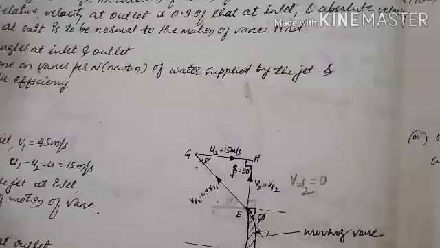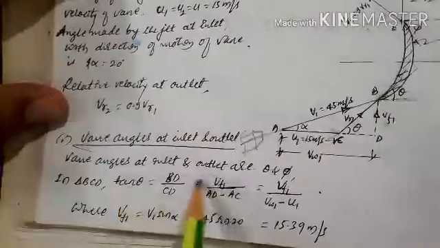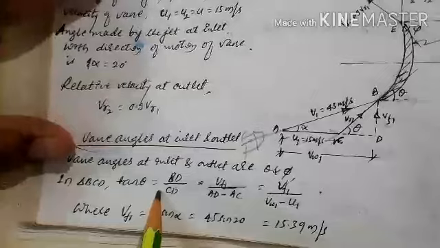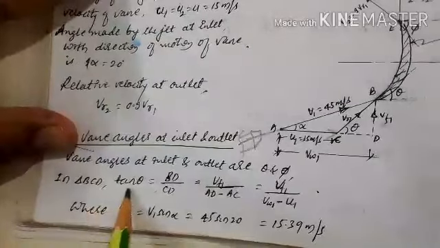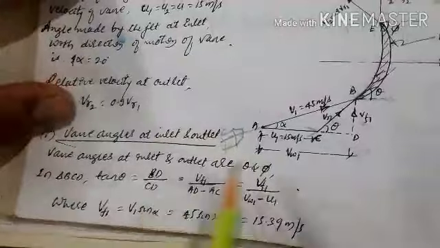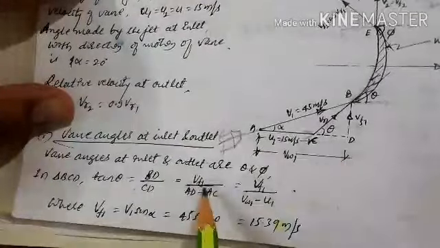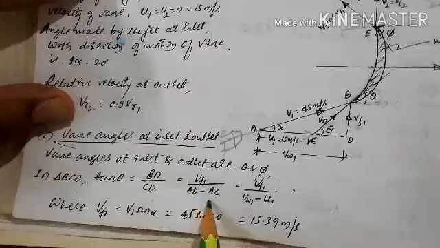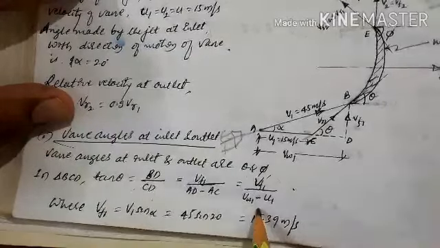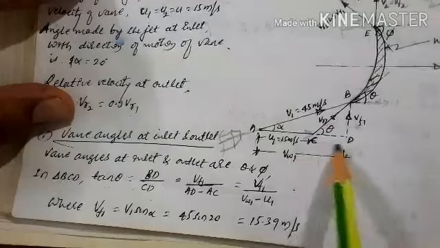Okay, so once you draw the velocity triangle at inlet and outlet, then you can easily calculate the vane angles at inlet and outlet. Just apply the trigonometric function. In triangle BCD at the inlet velocity triangle, tan theta equals BD by CD. BD by CD is VF1 divided by AD minus AC, that is VF1 divided by VW1 minus U1.